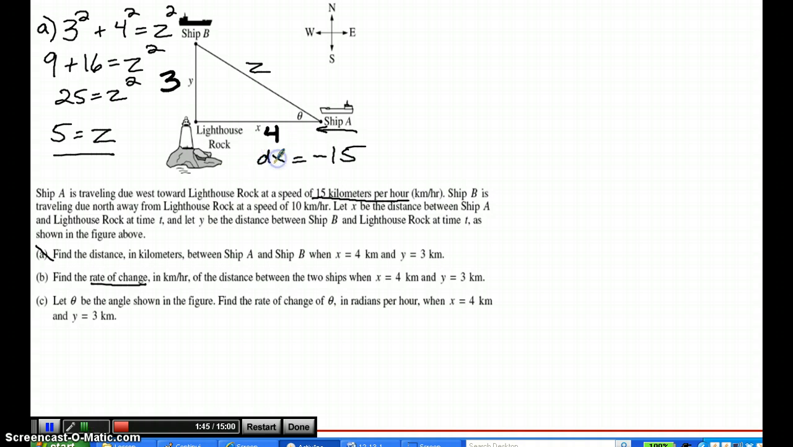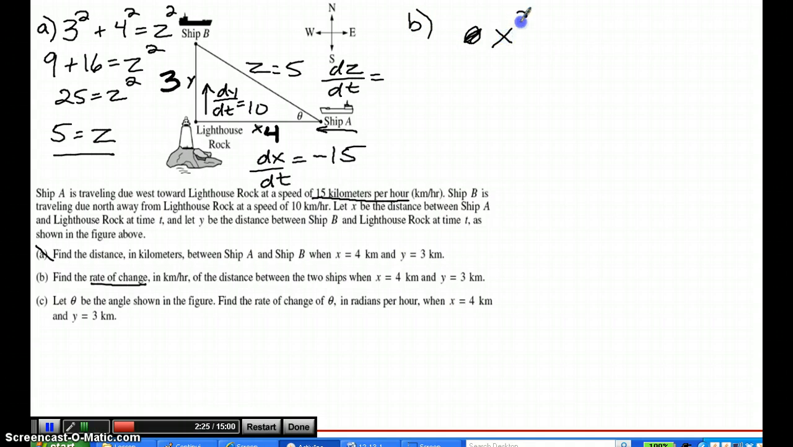So this is a dx/dt. So we have an x, and we have a dx/dt. We also have a y and a dy/dt. Ship B is traveling away from the lighthouse. We have y is 3, so dy/dt, its rate, is 10. We now know that z, the distance between the two ships right at this point, is 5. So we are being asked to find the rate of change between the two ships, and that's what we're trying to find. So we're going to use the Pythagorean theorem again.